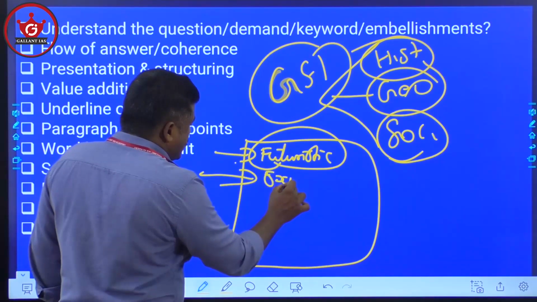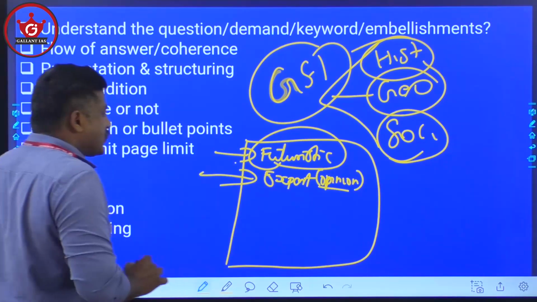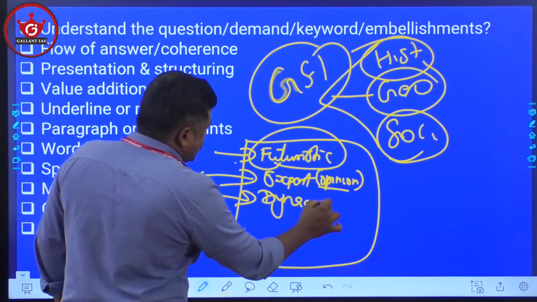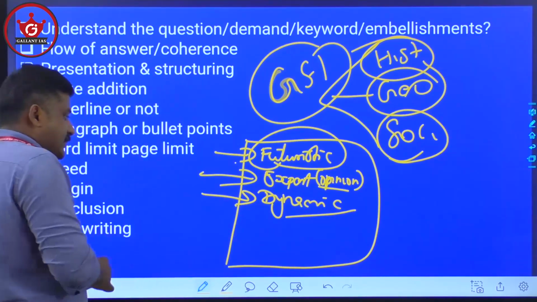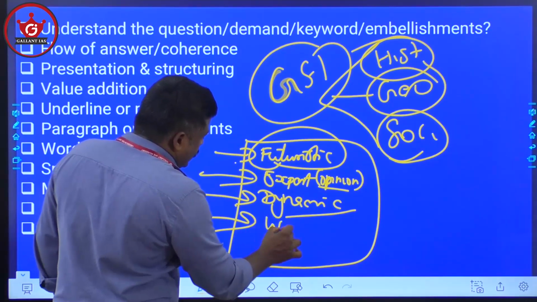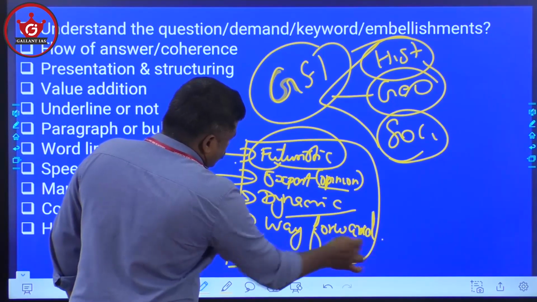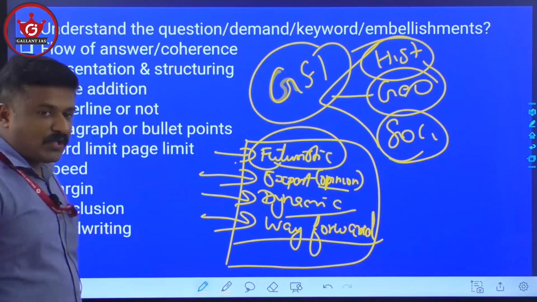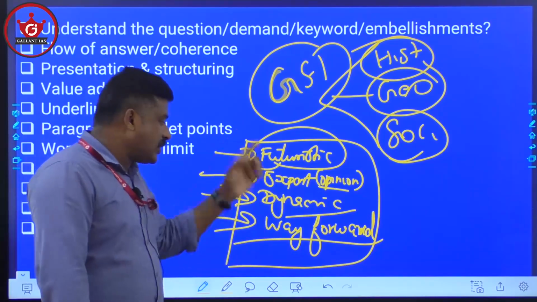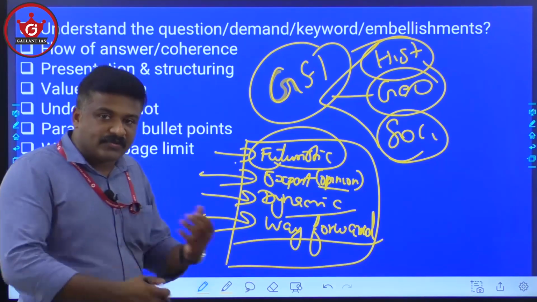Sometimes it has to be expert opinion based, especially for ancient history or medieval history answers. It has to be dynamic, especially the society answers, GS2, GS3 and so on. It has to be like a way forward. So different ideas are there for conclusions. I will show you how to frame futuristic conclusions, expert opinion based conclusions, dynamic conclusions, or way forward, problem solving conclusions, with different question solving.